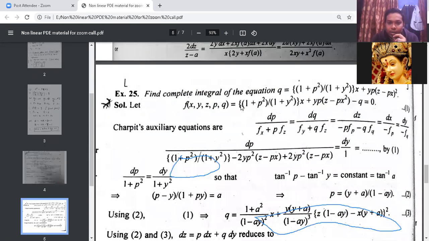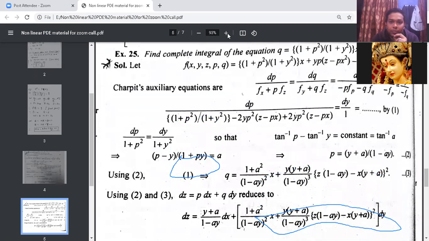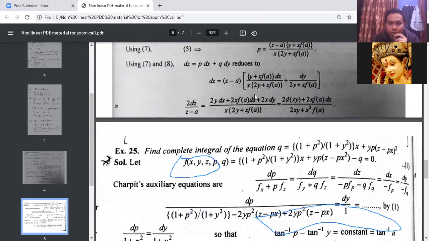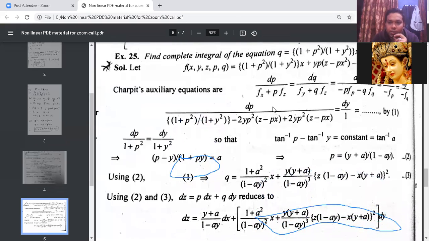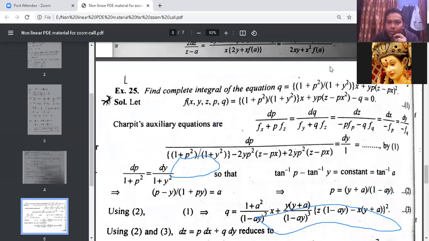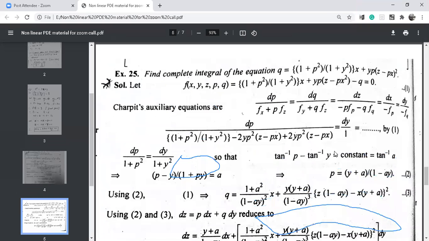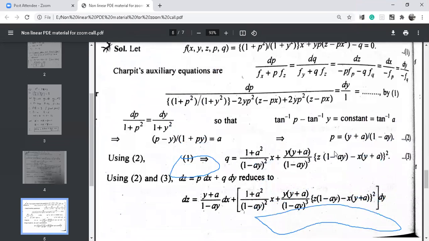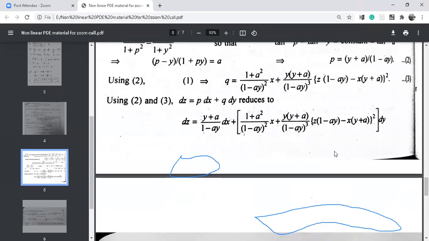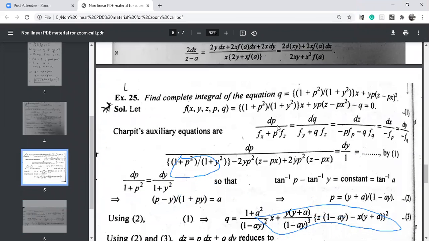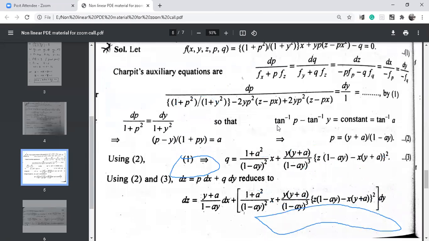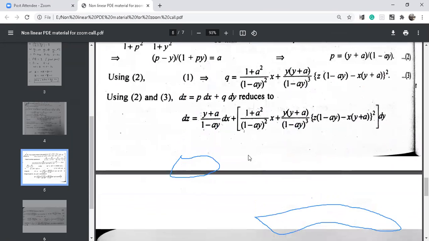And there's another question that I want to share. This is the question, if you can see. In this question you can easily find the pairs. The difficulty comes while integrating dz.